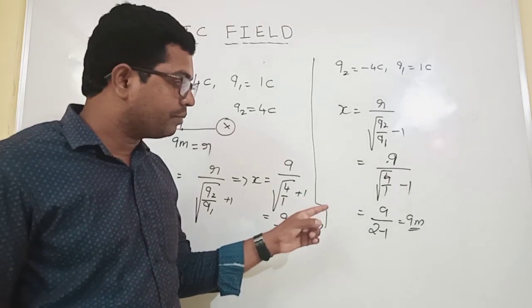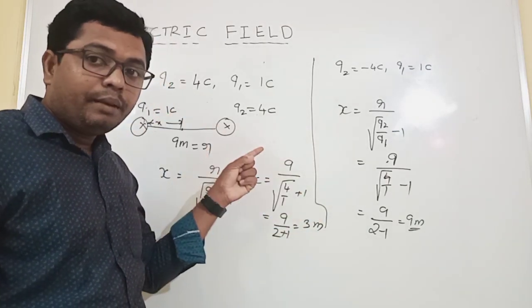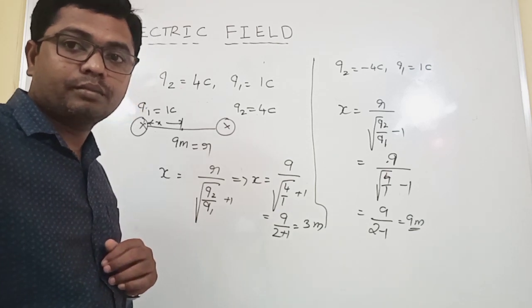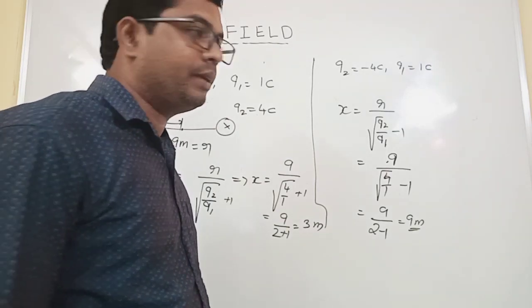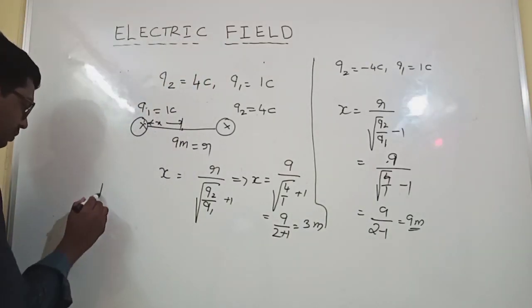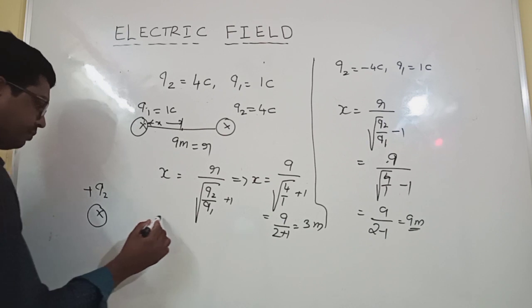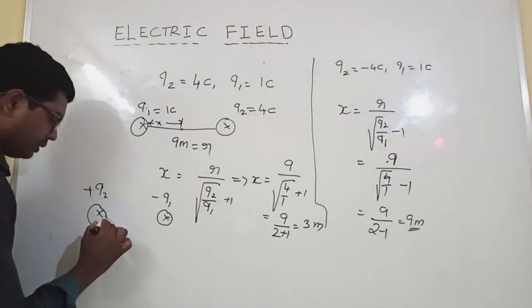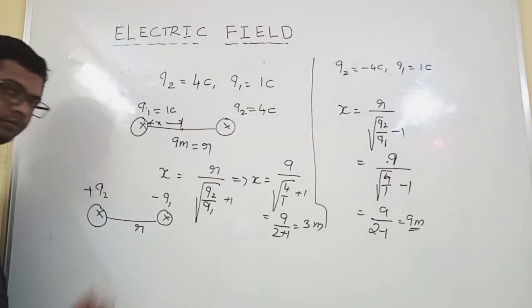At a distance of 9 meters. You may get a doubt: how is it 9 meters, sir? Because at a distance of 9 meters, you can understand. Suppose this is Q2, a positive charge, and this is Q1, a negative charge. The distance between these two is r.